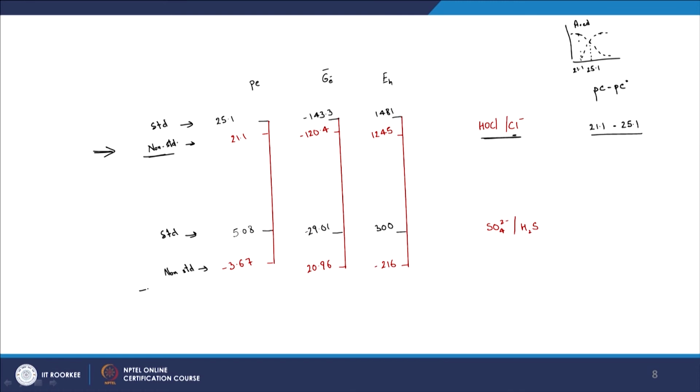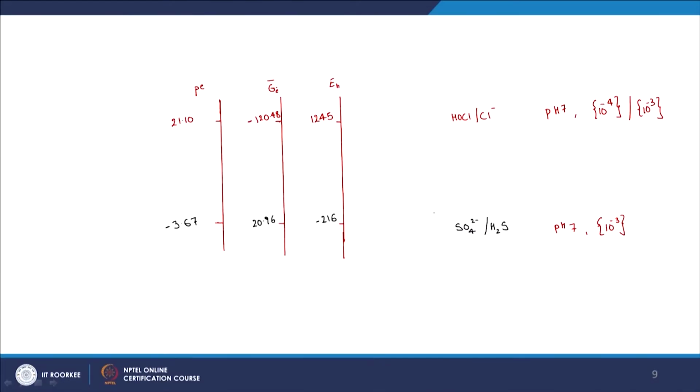Same case here again with respect to the non-standard conditions for SO4 2 minus and H2S. What do we see here? Did we tabulate that? 25.1, 21, yes. So again here too we see that pE is less than pE naught. From a similar approach to what we had earlier, at the non-standard conditions, the reduced form, H2S, would predominate. Again, that's just for understanding the system.